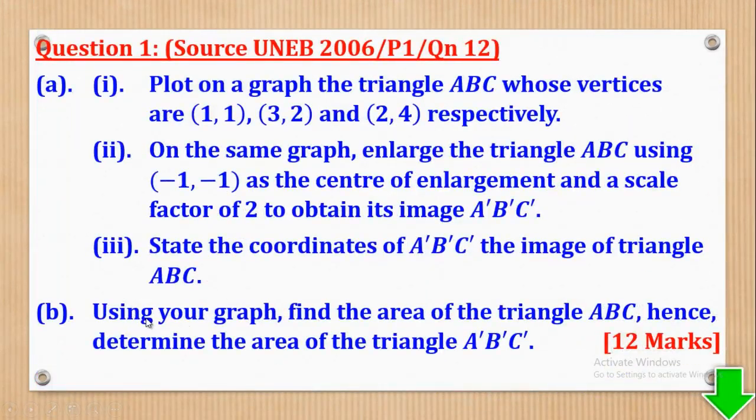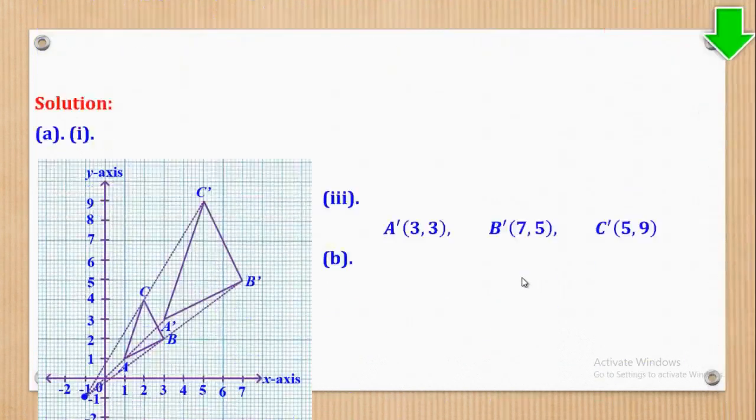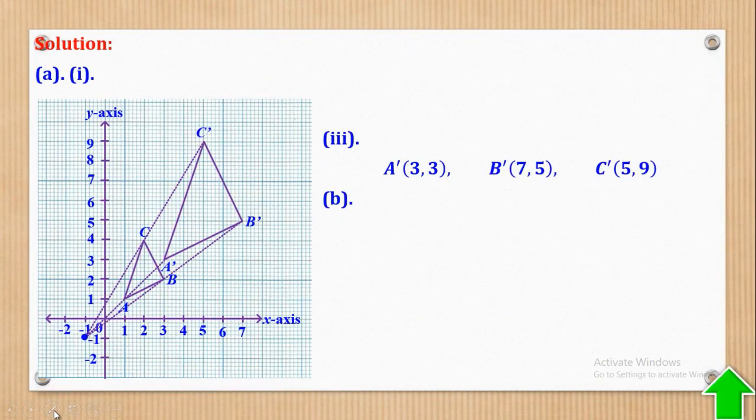So part B says, using your graph, find the area of the triangle ABC and hence determine the area of triangle A prime, B prime, C prime. So you shall first use the graph to find the area of triangle ABC. Now, the area of a triangle can be got in 2 ways, but let's look at the simpler one. The simpler one is by counting the squares. So squares, I'll come and divide my triangle here.